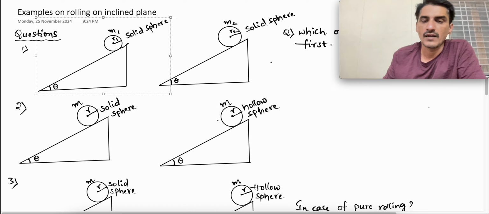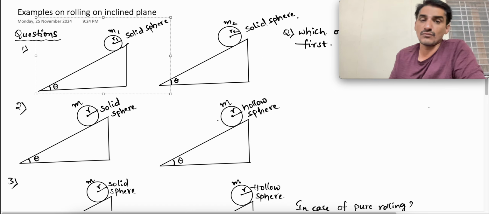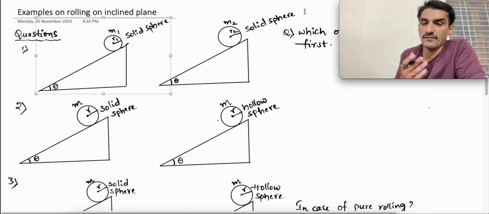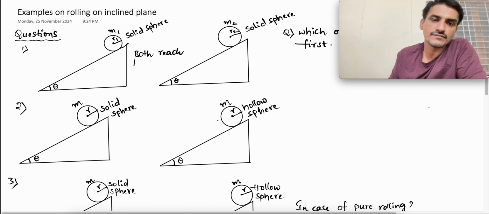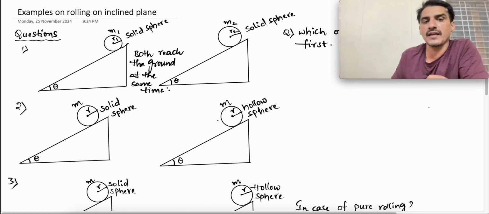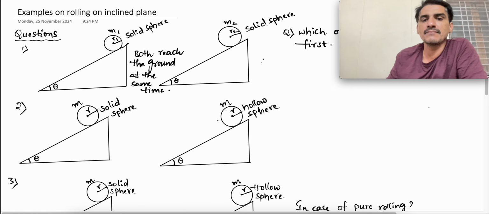It is very simple. As you may have assumed, the solid sphere of heavier mass may come down first, or whatever it may be. But the answer for this is, both reach the ground simultaneously, at the same time. How can you say that both reach the ground at the same time?